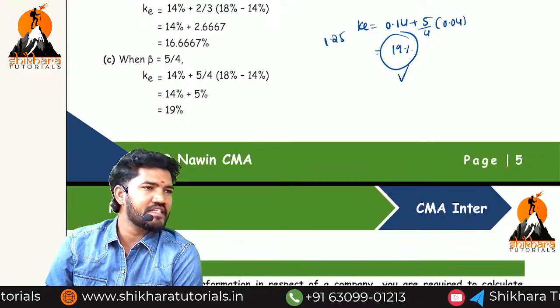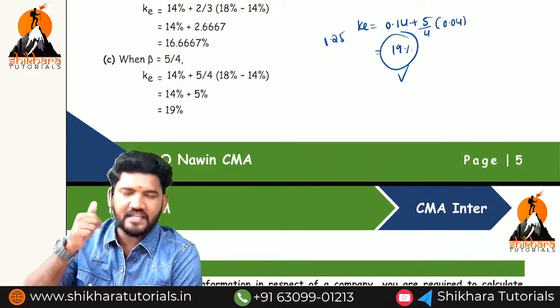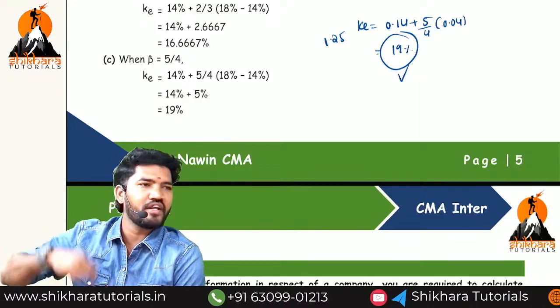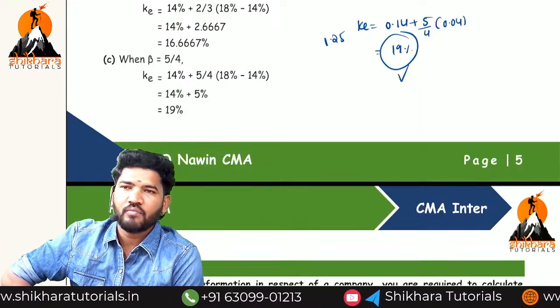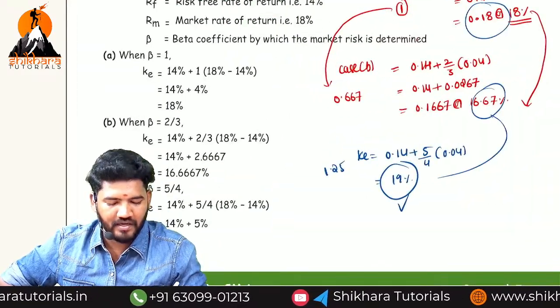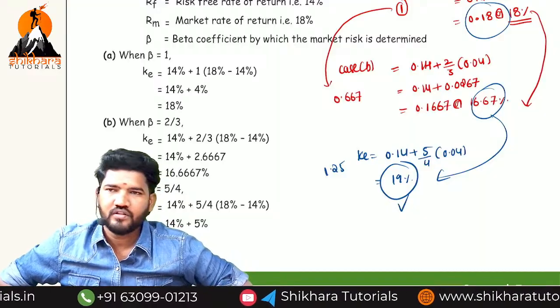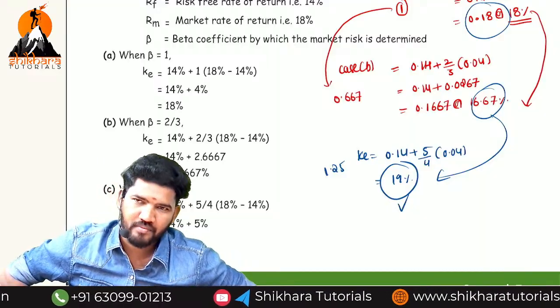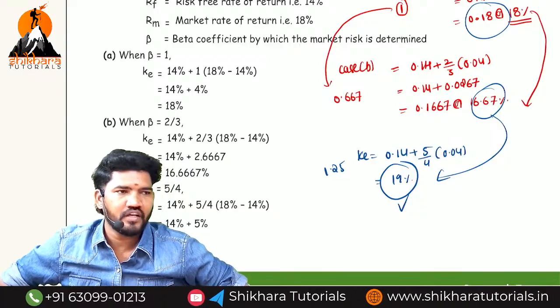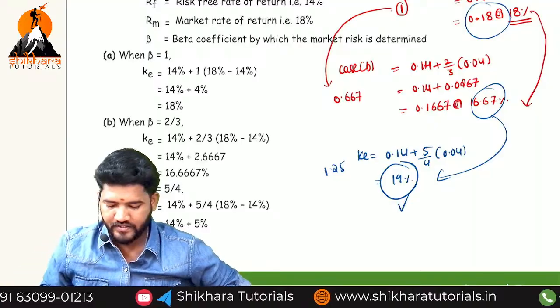Now compare case 2 versus case 3. What about the case 2 beta? 0.67. What about the case 3 beta? 1.25. More risk, more expectation. You can observe 16.67%, but here 19%. Any complication? For CAPM, everything they will give in the question paper. Clear? Next.